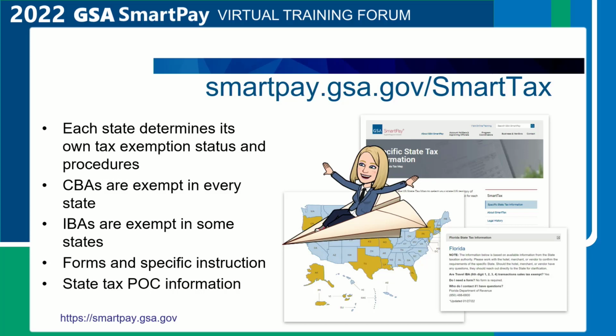Some states require forms, while others do not. In addition, some states also require special instructions or additional information that is not required of other states. All forms and instructions can be found here. Just click on the state where you are traveling to or purchasing from to find out how they handle state taxes and where you can see what is exempt and not exempt. The example on the slide is for Florida. In this example, IBA travel account lodging and rental car purchases are exempt.